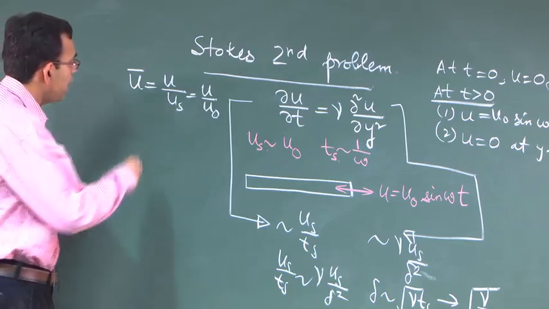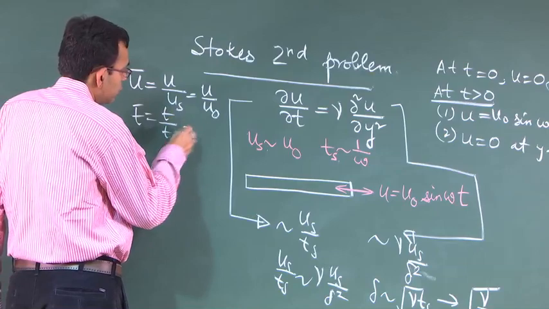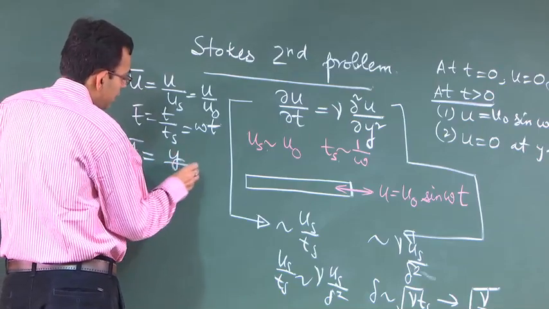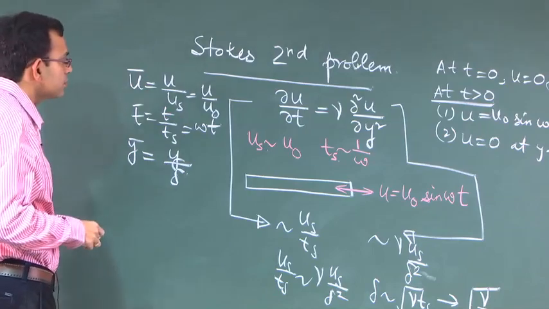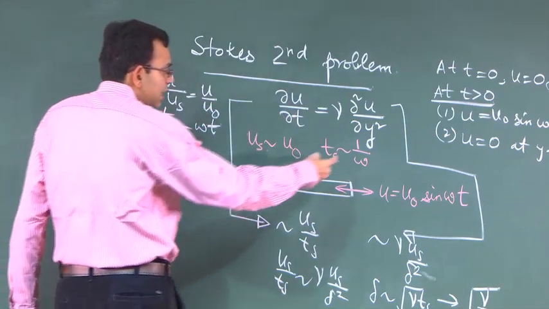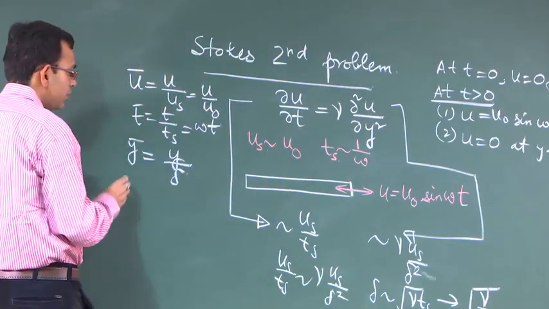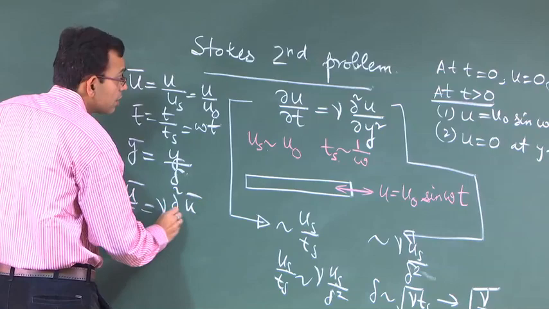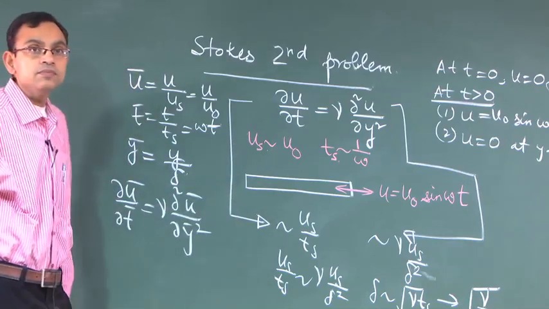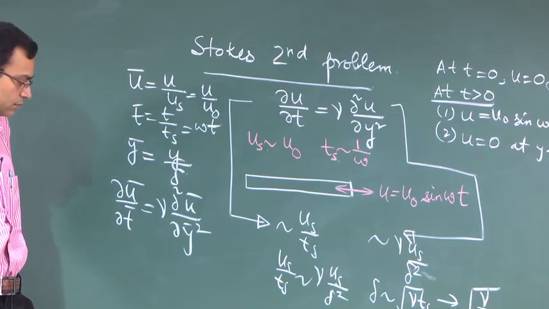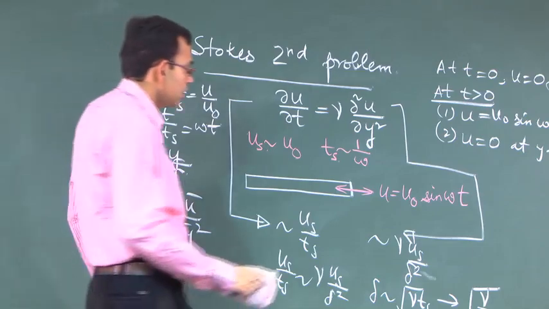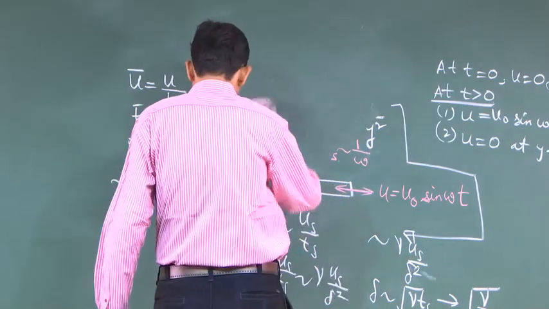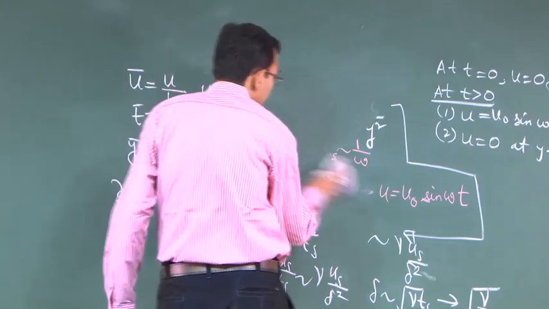Then T bar is equal to T by T s, this is omega T, and Y bar is equal to Y by delta. If that be the case, then this equation, because we have chosen the scales according to this equation, will boil down to this. Nu is absorbed in y bar itself.